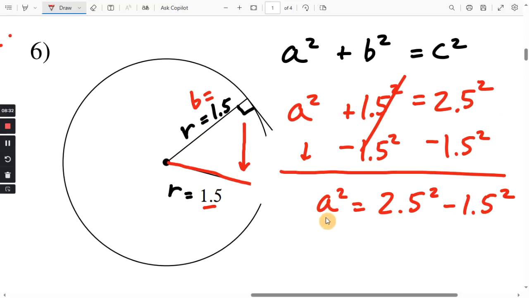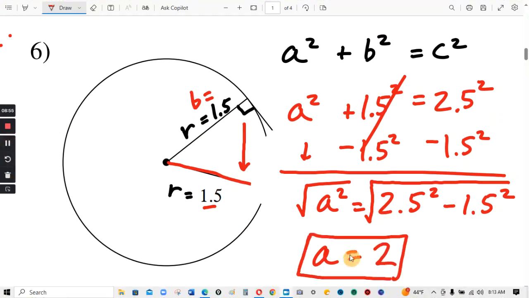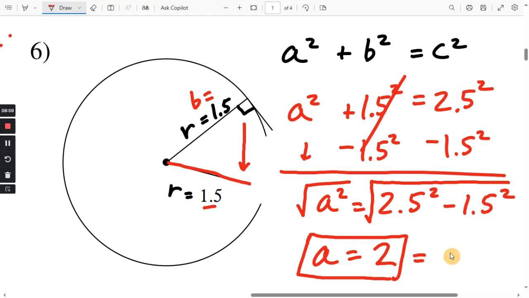Okay, we have a squared. The opposite of squaring something is to take the square root. The square root of a squared is just a. And I'm going to do the square root of this whole thing on the calculator. If you want to do this first and then hit square root at the end, that's fine. Some of you can do it in one step, depending on your calculator. All right, and I get a equals 2. So that was the question mark.